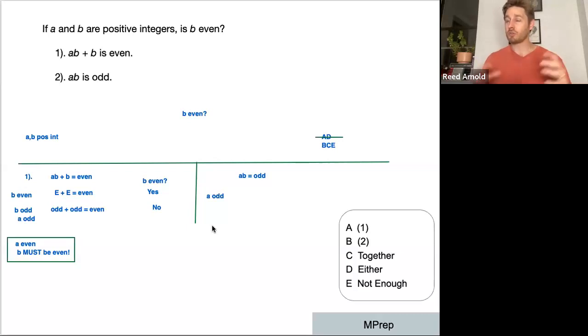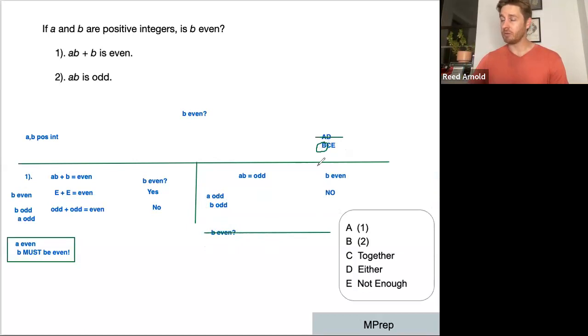But that's a rush. First, you're bleeding the statements together too much, and you're not fully treating statement 2 on its own. And you actually need to realize that B also must be odd for this statement 2 to work. So is B even? No. Could B be even? No, it breaks the rule. So throw it out. B has to be odd in statement 2, so the answer is B. Statement 2 alone is sufficient.